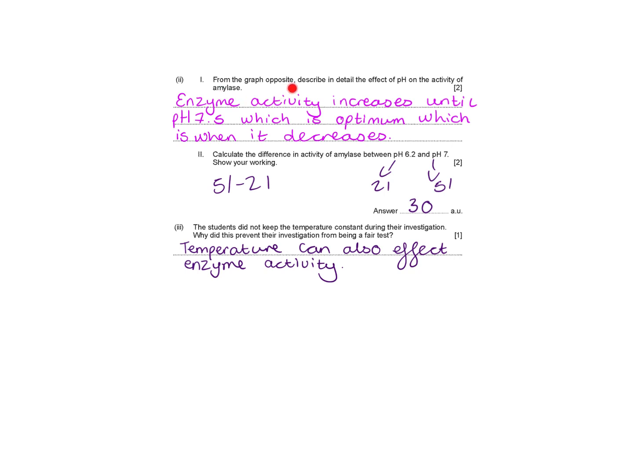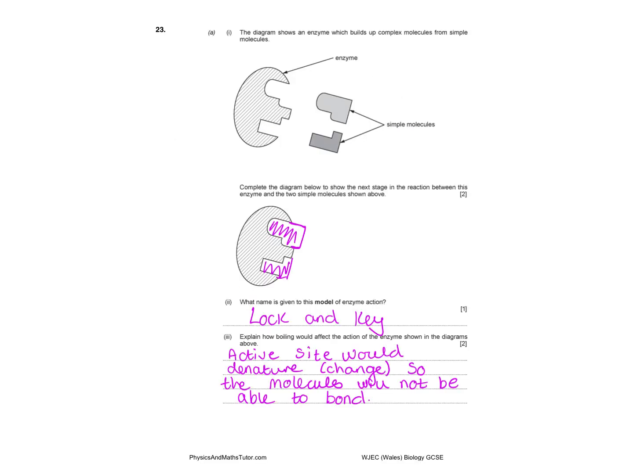From the graph opposite, which is on the previous slide, describe in detail the effect of pH on the activity of amylase. Enzyme activity increases until pH 7.5, which is the optimum, after which it decreases. Calculate the difference: find the value at 6.2, find the value at 7, and take them away from each other. The student did not keep the temperature constant during the investigation. Why did this prevent the investigation from being a fair test? Temperature can also affect enzyme activity. Really nice question there for 2 marks.